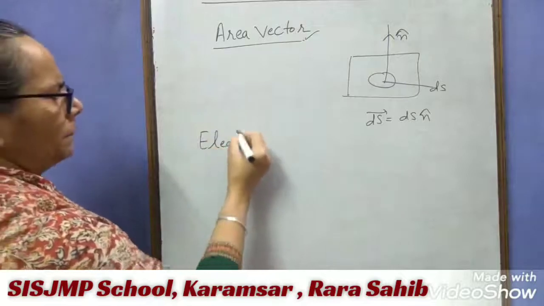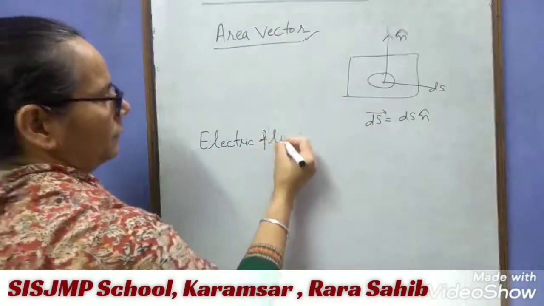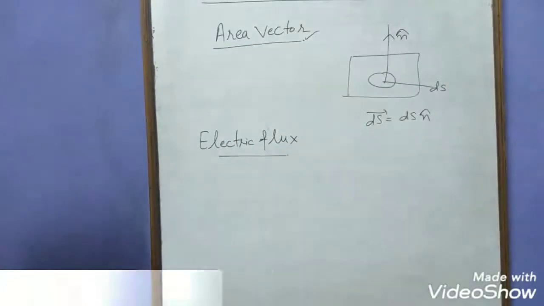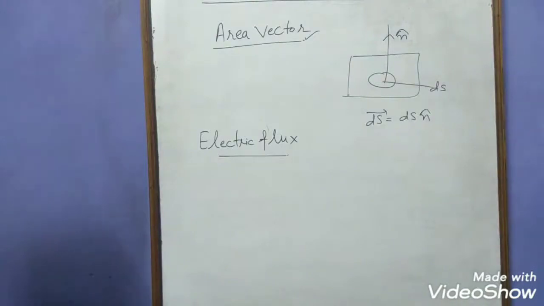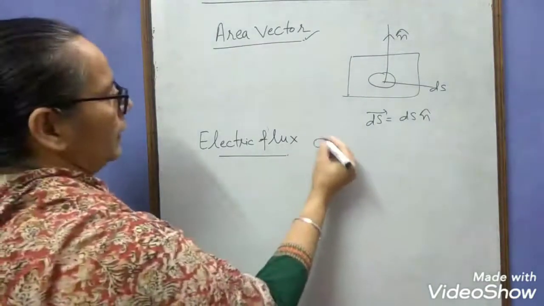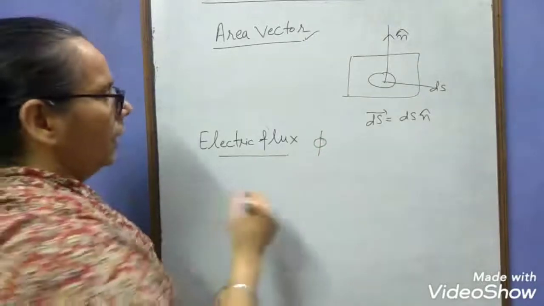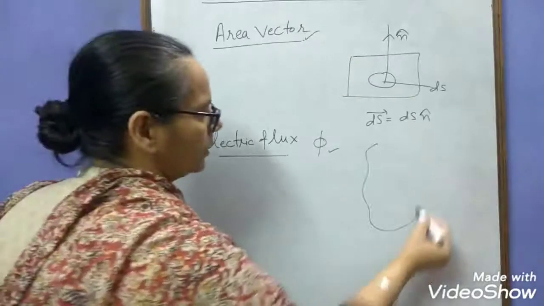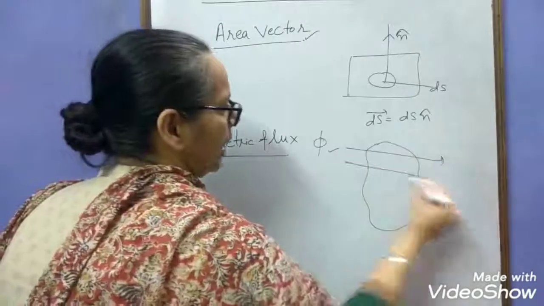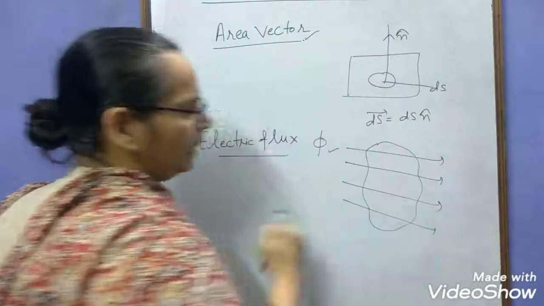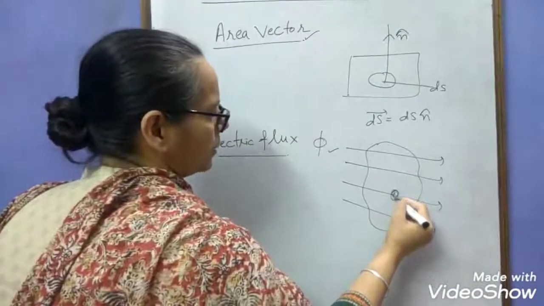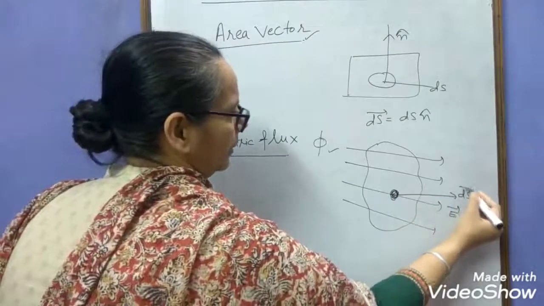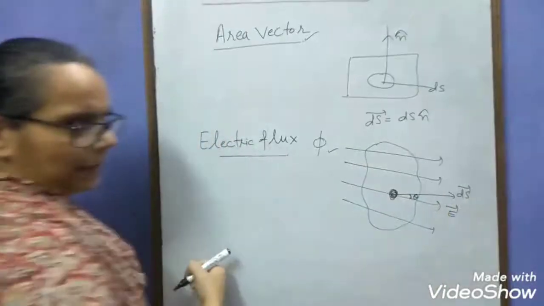Next we have electric flux. That is the number of electric field lines passing through the surface normally is called the electric flux, and it is a scalar quantity denoted by phi. Now, how is this phi written mathematically? If we have this surface and these are the electric field lines, and we consider a small element, electric field lines, and area vector ds vector at angle theta.